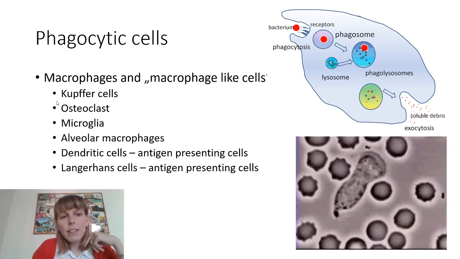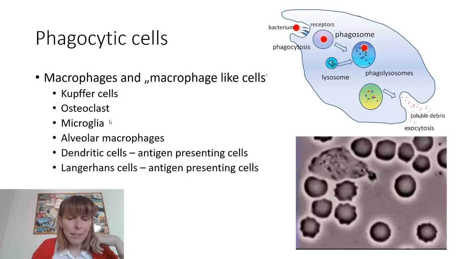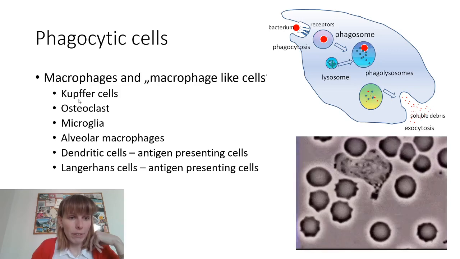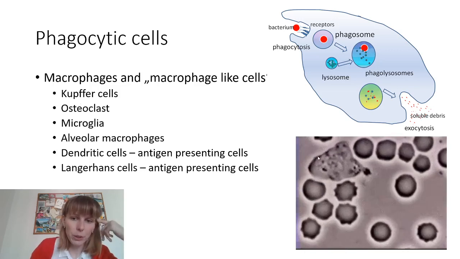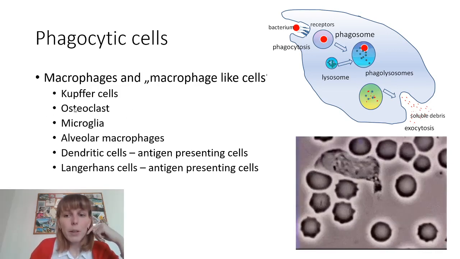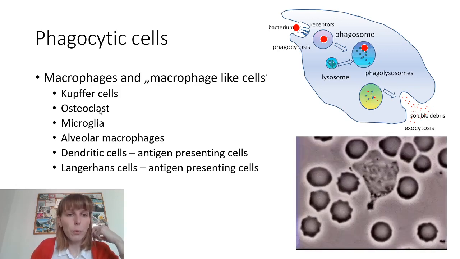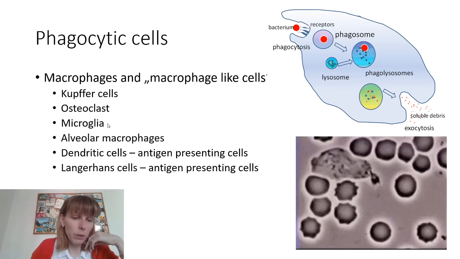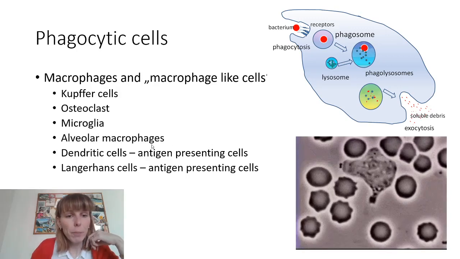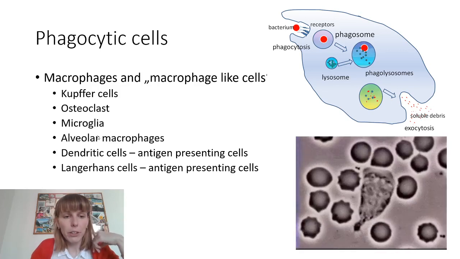We have different cells that are basically macrophages, but they have different names, but they have similar functions. So for example, Kupffer cells, which we met in the liver, basically macrophages doing the same thing, phagocytosis. Osteoclasts are a little bit different because they produce the lytic enzymes outside of the cell to destroy the bone. Microglia in the nervous system, similar role to macrophages. Alveolar macrophages we will take a look at in a while. They are located in the alveoli of the lung.